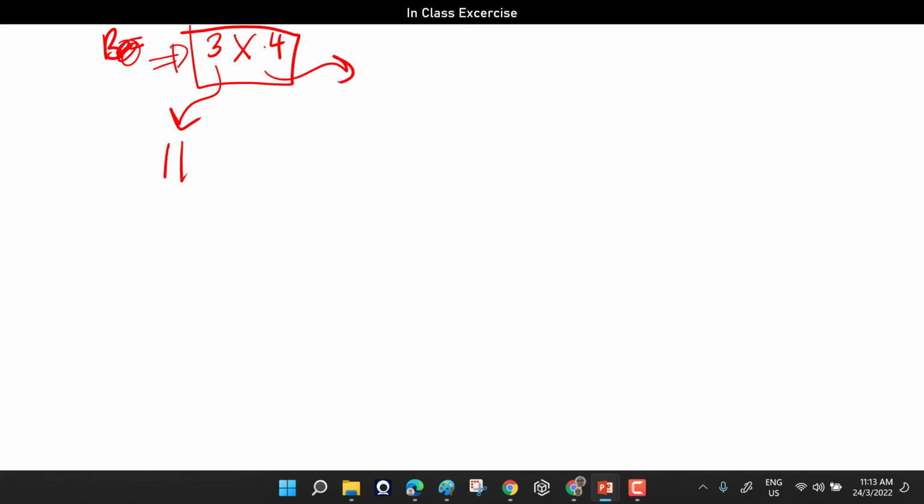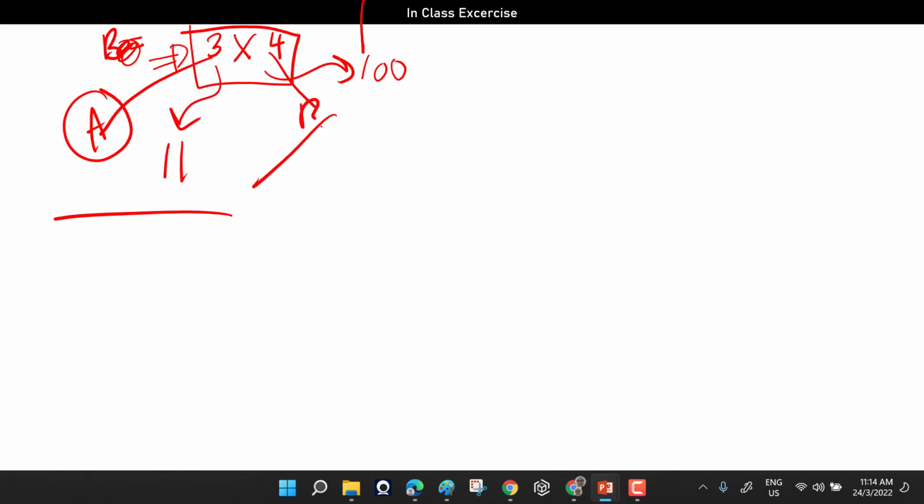How many bits do I require to represent number 4? Value 4. 3 bits. In binary, 4 is 100. If this kind of question is asked, I label this one as my A number, this one as my B number. For A, I have 2 bits, so A0, A1. For B, there are 3 bits. Why 3 bits? Because number 4 I cannot represent with only 2 bits. I require at least 3 bits.